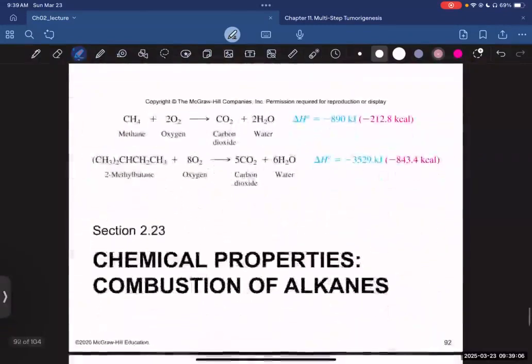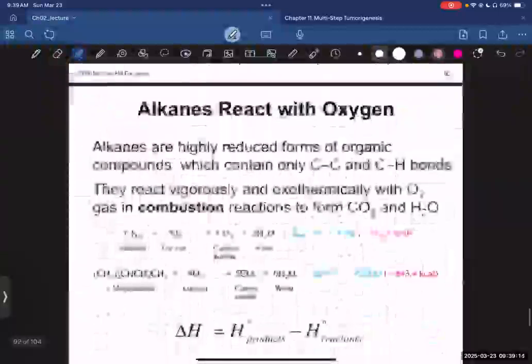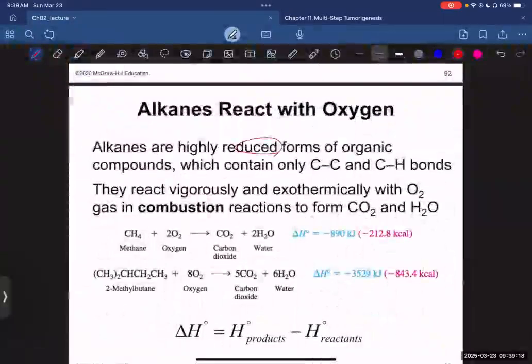Now, let's go over the chemical properties, specifically looking at a reaction called combustion. Alkanes are a very simple or reduced form of organic compounds because they only have carbon-carbon and carbon-hydrogen bonds. When we have alkanes in the presence of oxygen gas, they're going to react very strongly, and as a result, they form carbon dioxide and water.